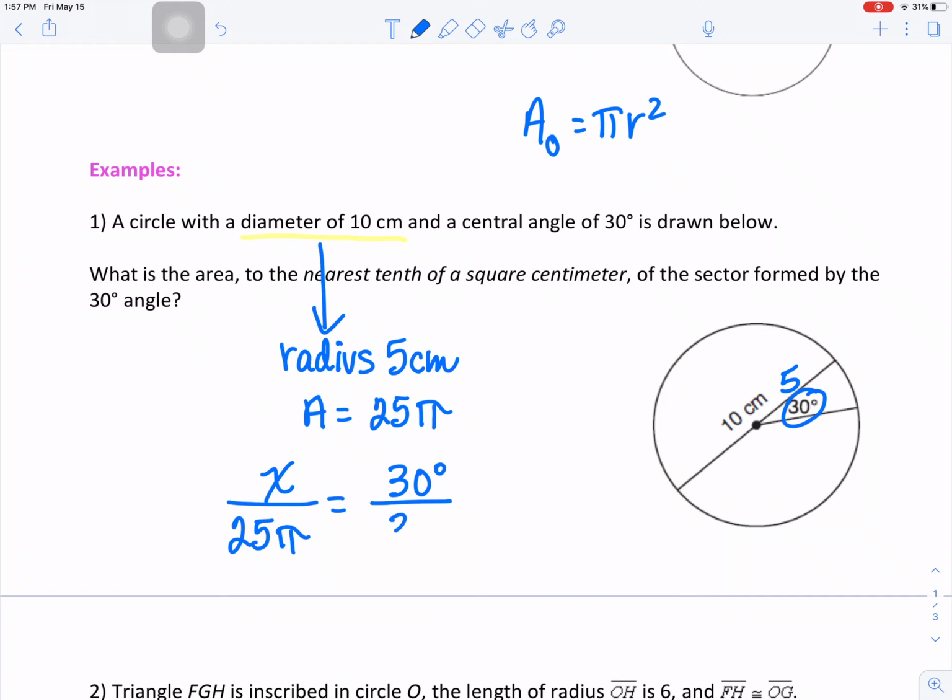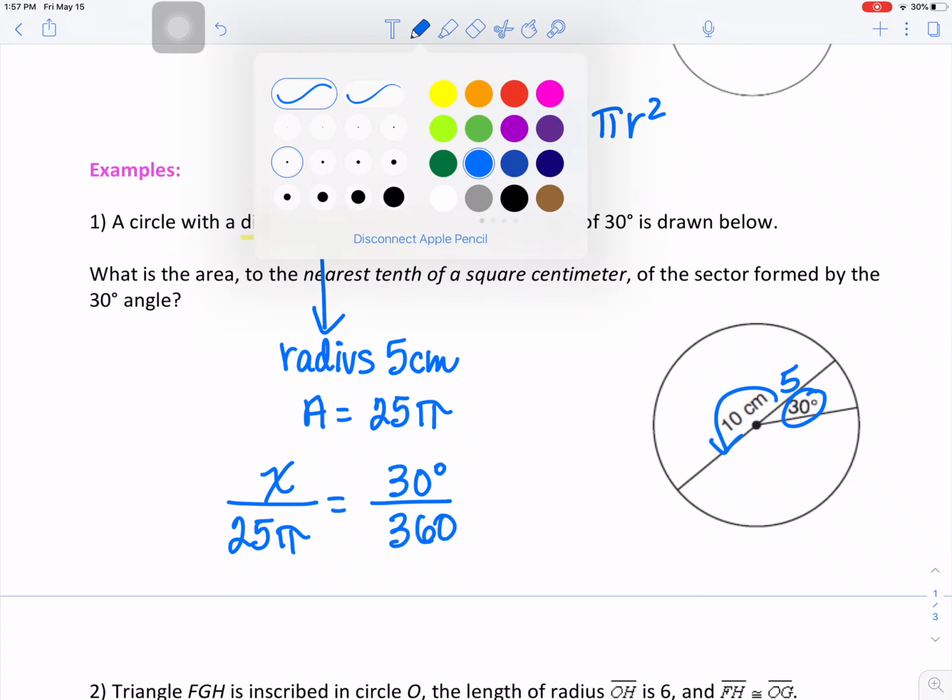30 degrees over 360. Okay, now think about this. If I wanted to know from here to here, that would be half of the circle, right? So you would divide the circle by 2, the area by 2, and you would get your answer, 12.5 pi. All right, what I want to show you is a couple of things when dealing with these proportions.